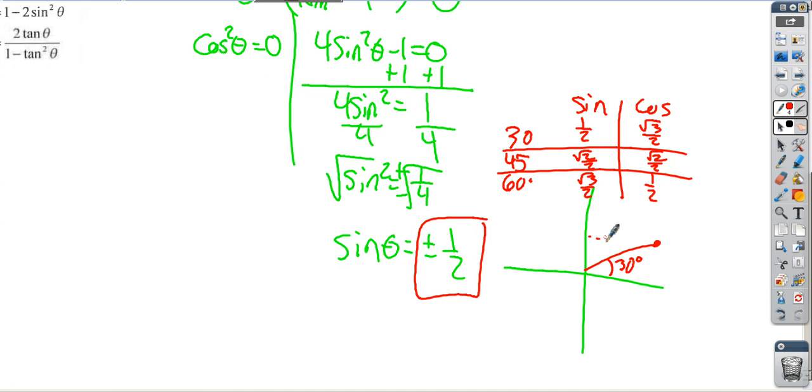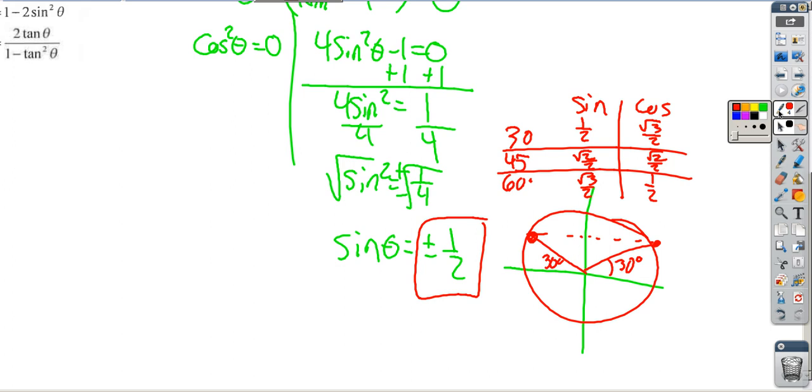Here's a y coordinate of 1/2. That means this y coordinate over here, on the unit circle, is also 1/2. So that means this angle right here is also going to have a sine of 1/2. That's this yellow one, and that's going to be 180 minus that 30, which would be 150.